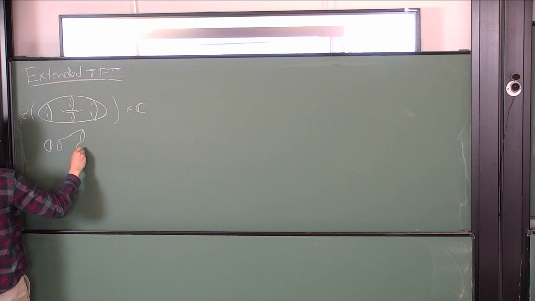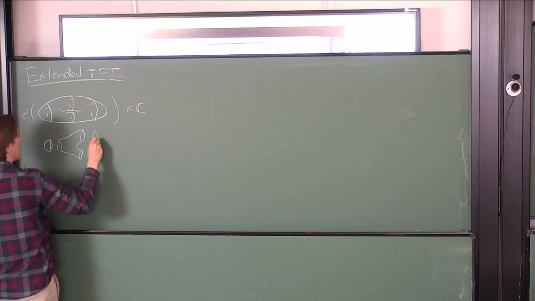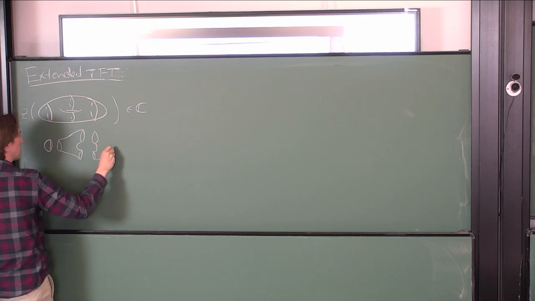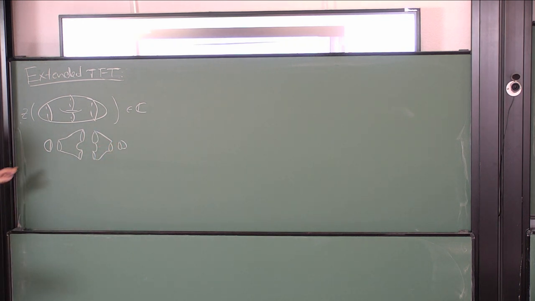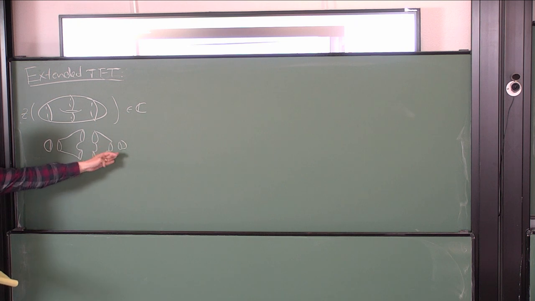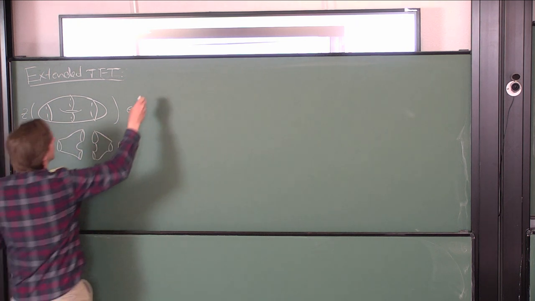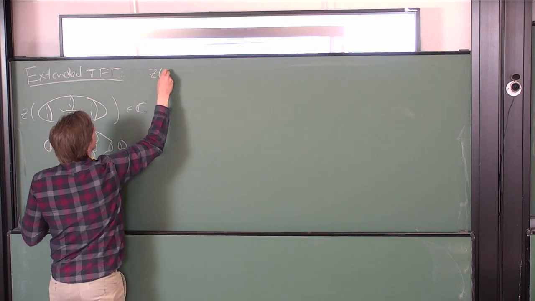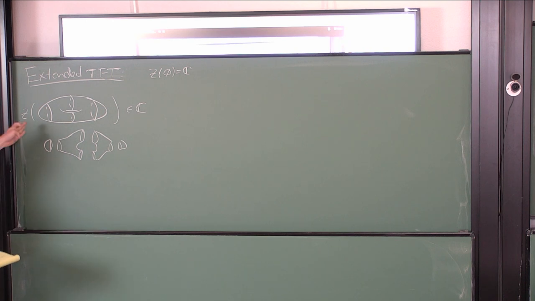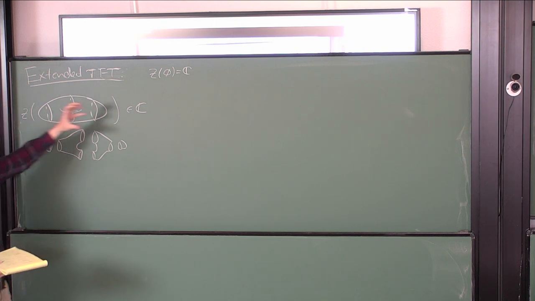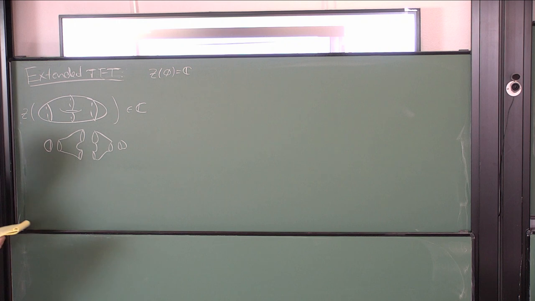Just draw that for reference later. So we would just need to compute Z of this, Z of this, Z of this, Z of this as a linear operator, and then compose them. Note that Z of the empty set is C, so this thing would give us a map from C to C, which is to say just a number.